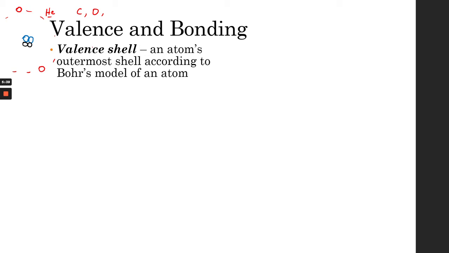Then aside from the first shell, the second and succeeding shells, third, fourth shell, and so on, can accommodate about 8 electrons. So when we talk about the valence shell, it is the outermost layer. It is the last layer, or the layer outside of our element. In this case, helium. This is the valence shell of helium.